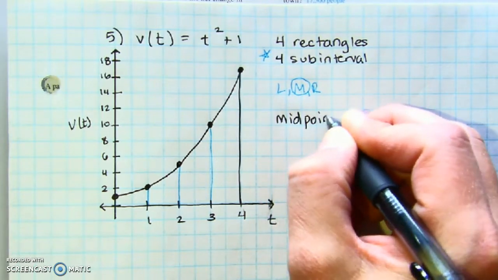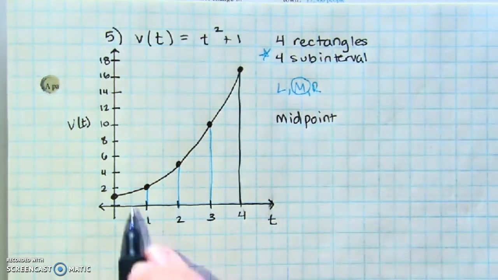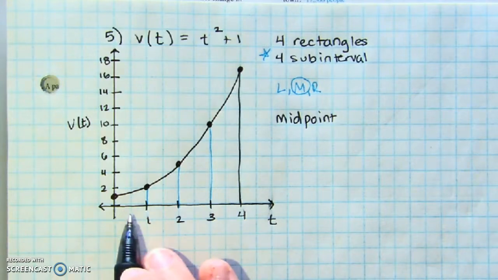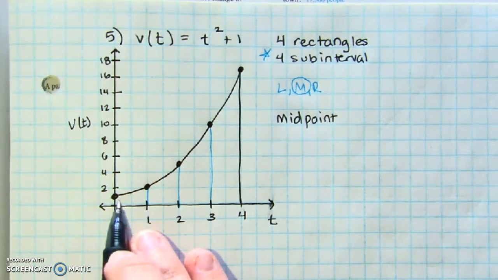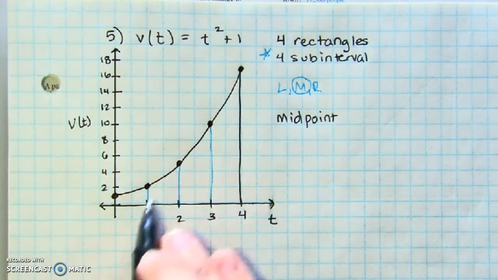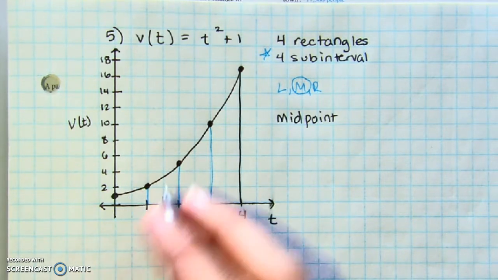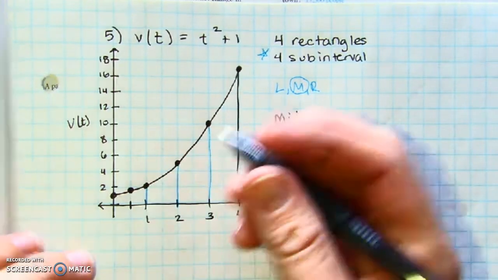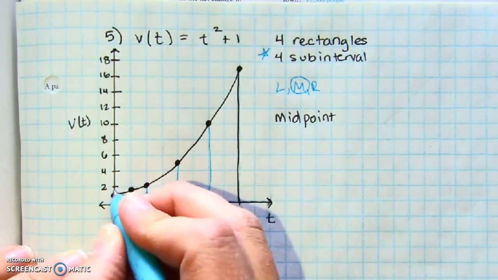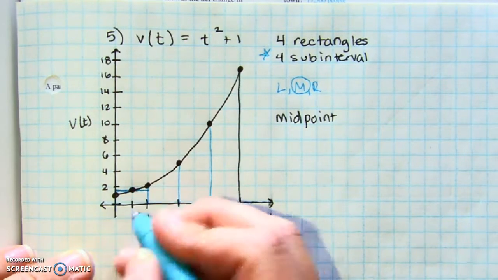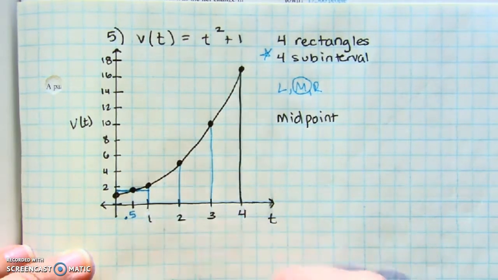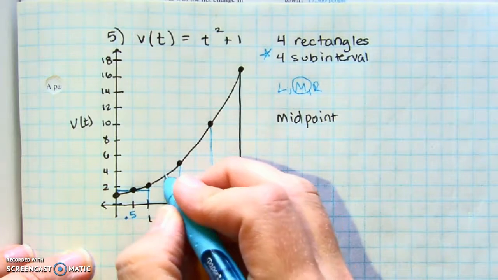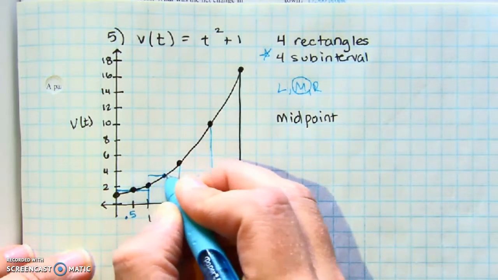Midpoint. Okay, so what we're going to do is in the middle, so not at 0 and not at 1. 0 would be left, 1 would be on the right, but we're going to go in the middle. So we're going to go at 1/2. This is going to be the height of our first rectangle here. And we practiced in class how to find that in the calculator. So then this will be the height.